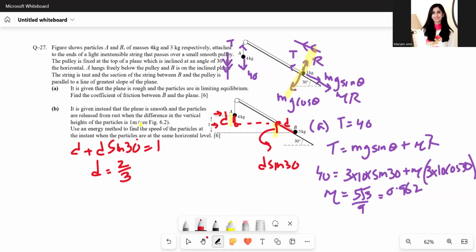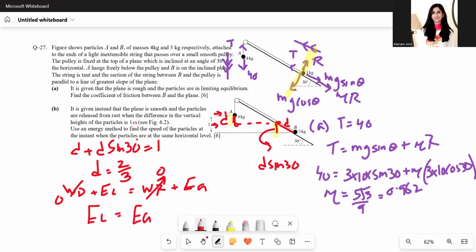Okay, now we use the energy formula: work done by driving force plus energy loss equals work done by resisting force plus energy gain. There's no power or driving force in this question, so this is 0. And there's no resistance in the question, no friction, etc. So energy loss equals energy gain.